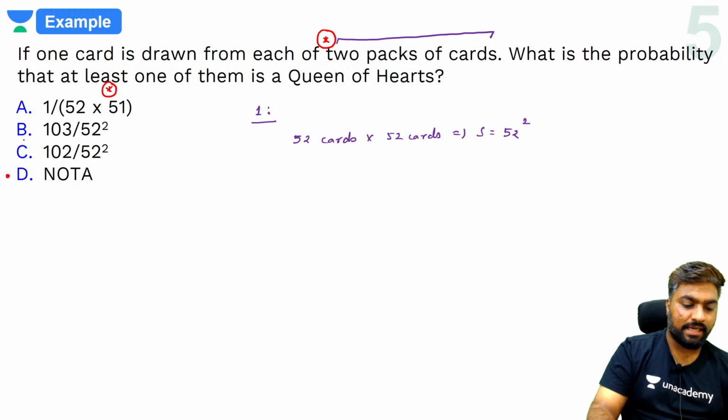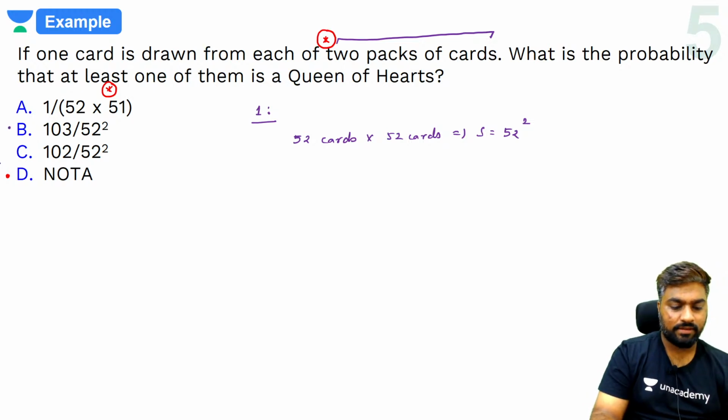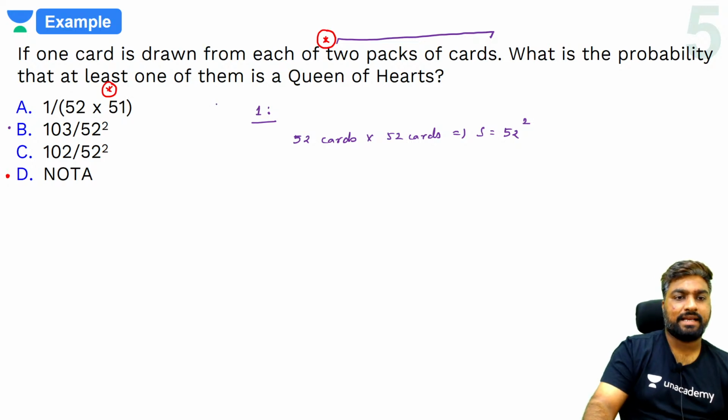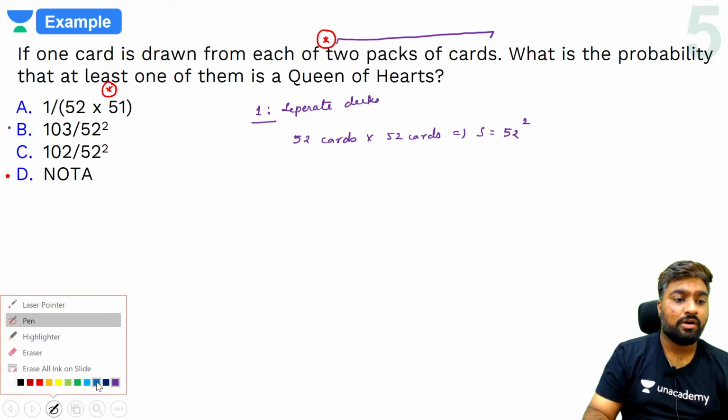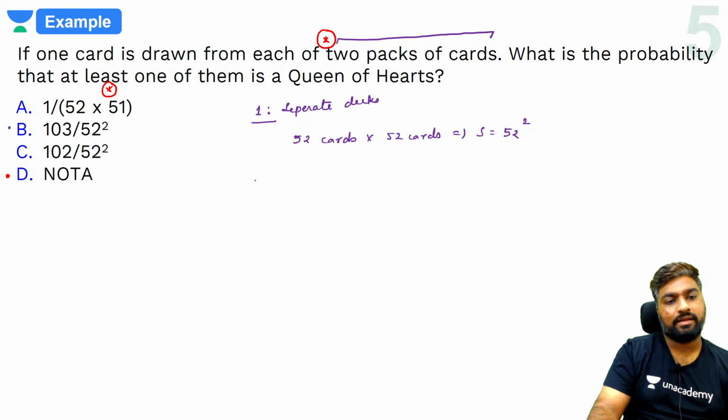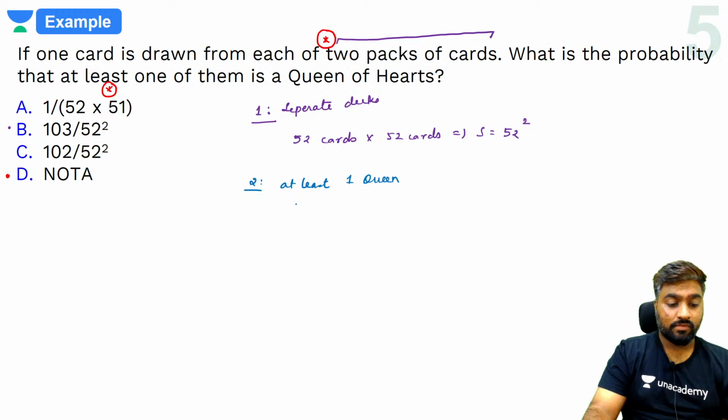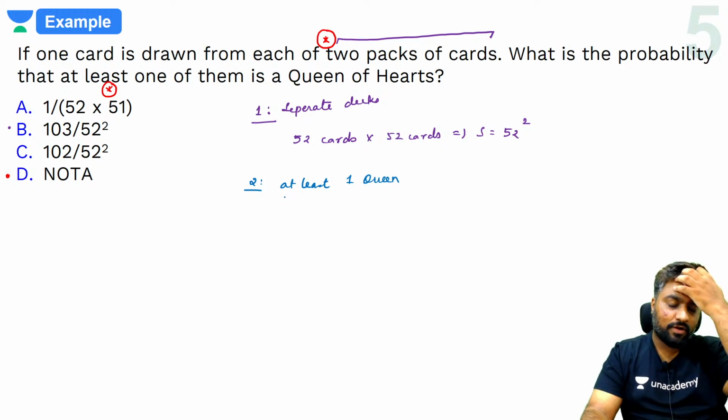Prince says B, 103 by 52 square. Okay, correct. Separate decks. So first one is what? There are two separate decks. What's the second red flag? They're talking about at least one of them is queen. At least one queen. What does this mean? At least one queen means what?